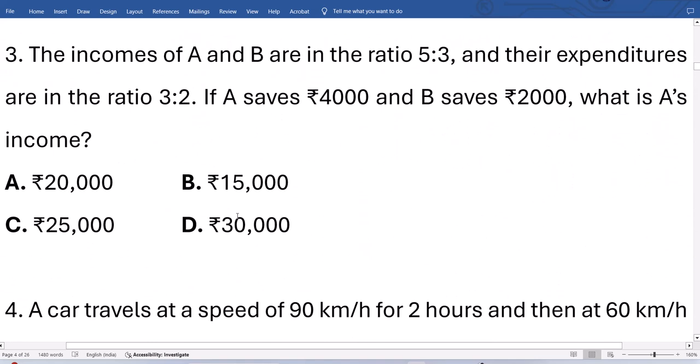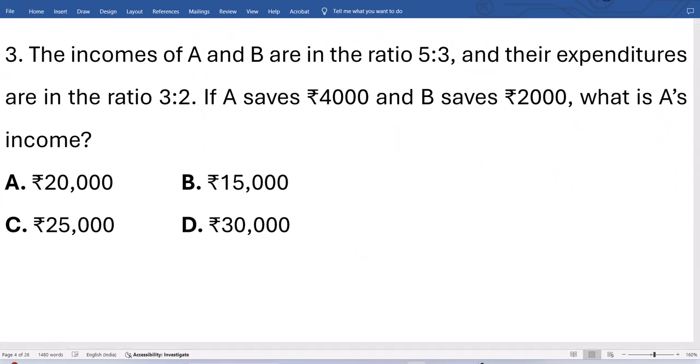What topic is this? Ratios. Okay, ratios. Ratio, proportion, simply ratio.